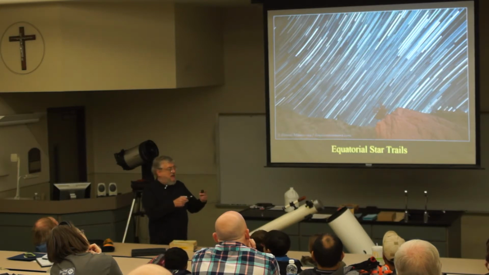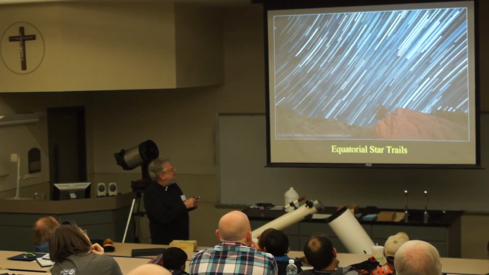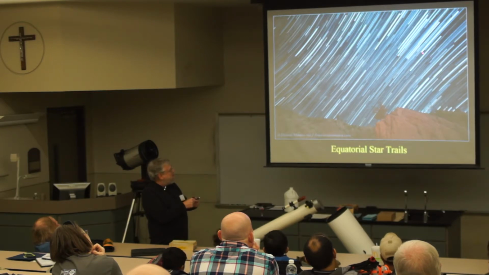Look at the ends of them right here, 3 stars in a row. That's Orion's belt. Just ignore the rest of it. Just look at one end of them. And there's Betelgeuse and Rigel, and there's the Orion Nebula through there.